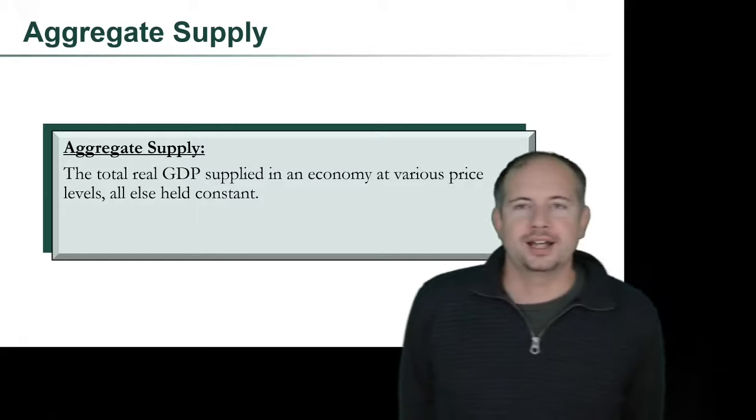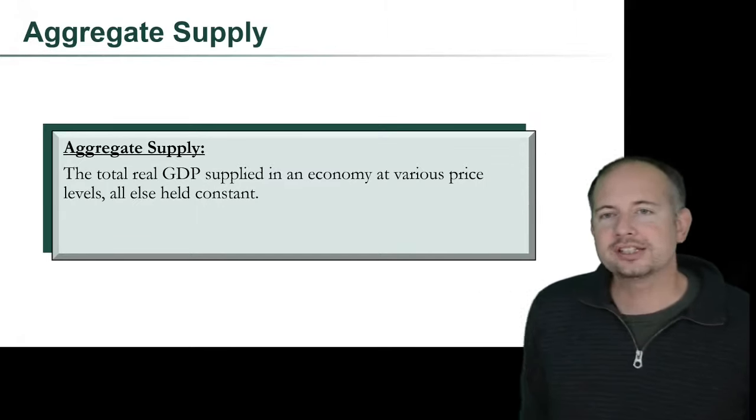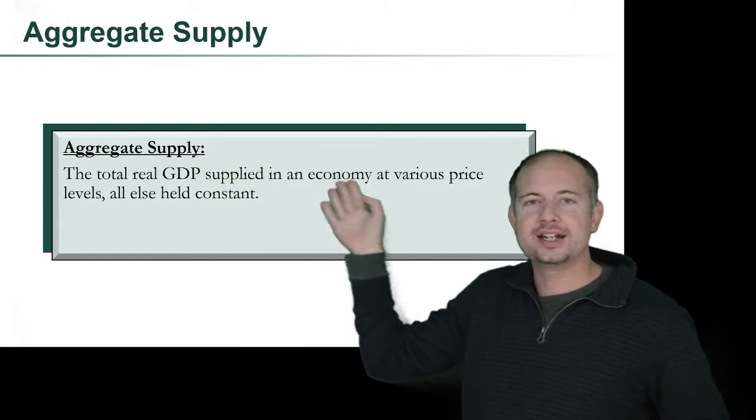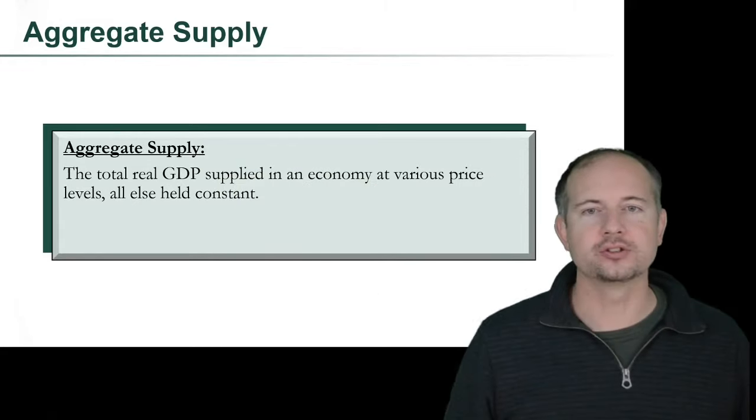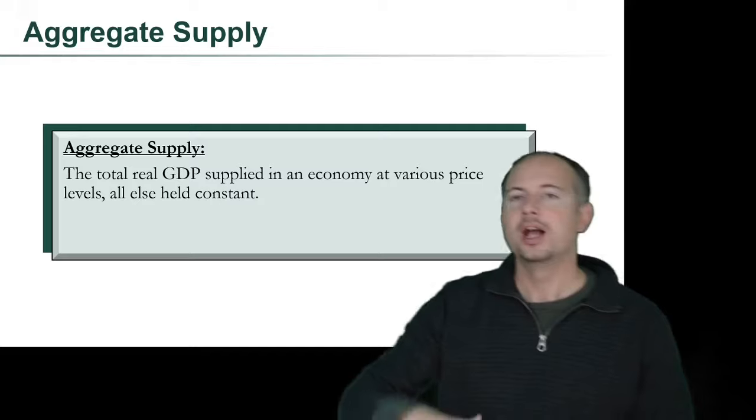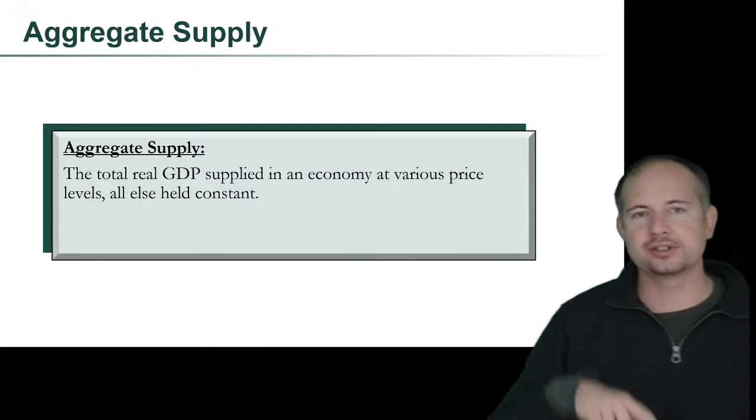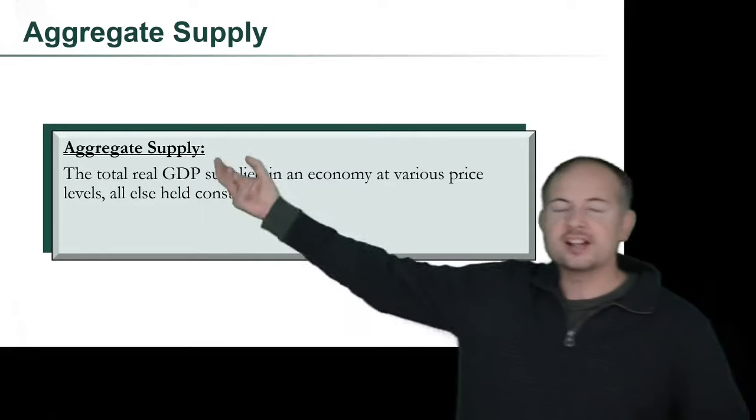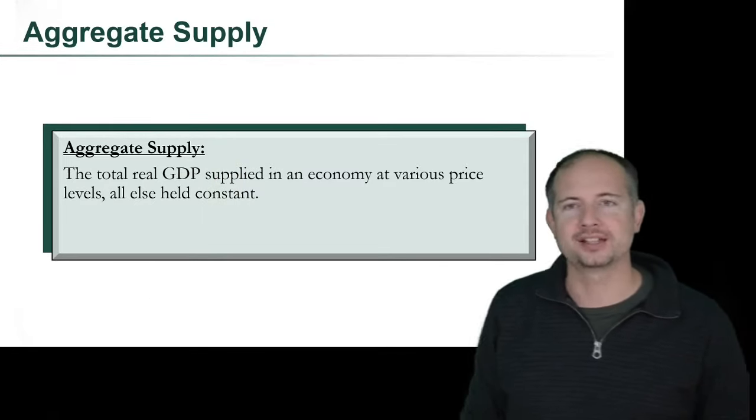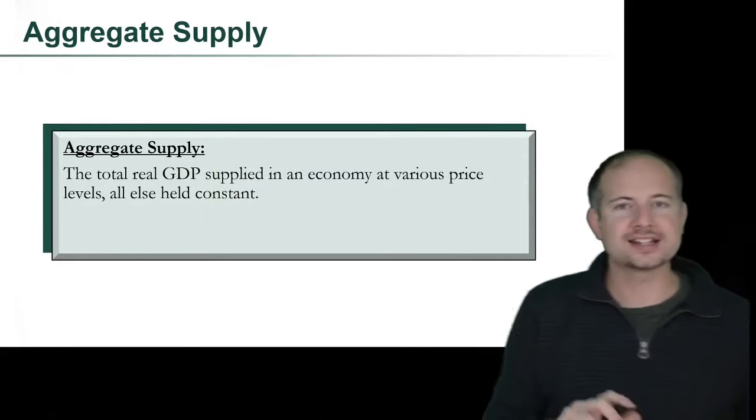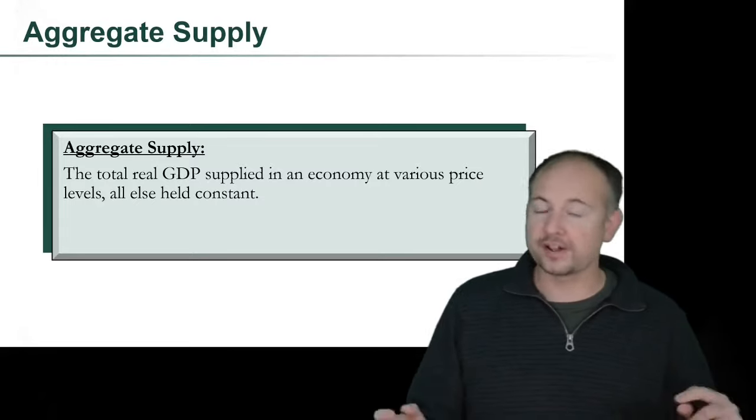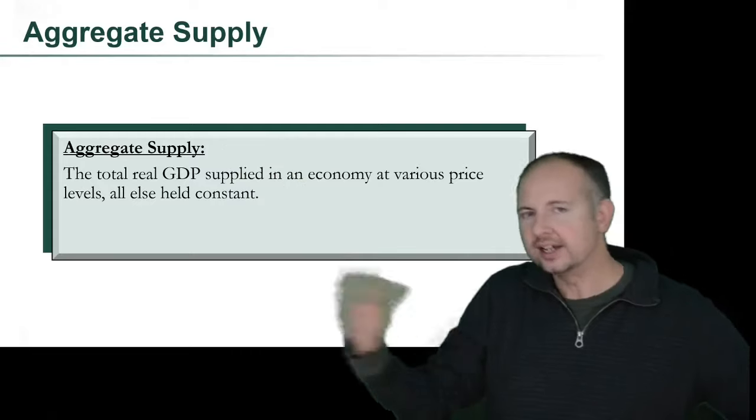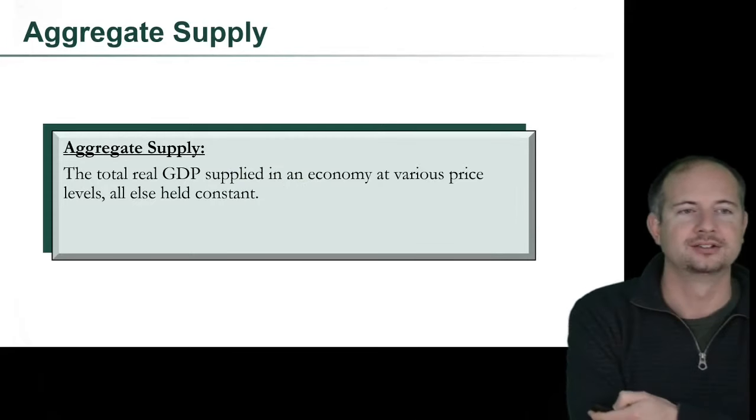So what's aggregate supply? Aggregate supply is the total real GDP supplied in an economy at various price levels, all else held constant. Just as aggregate demand was very similar to product demand, aggregate supply is very similar to product supply. We're going to take every single supply curve in our economy and add them up together, and that's going to give you something comparable to aggregate supply.